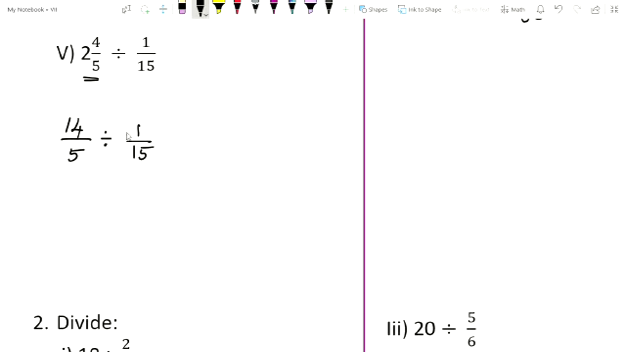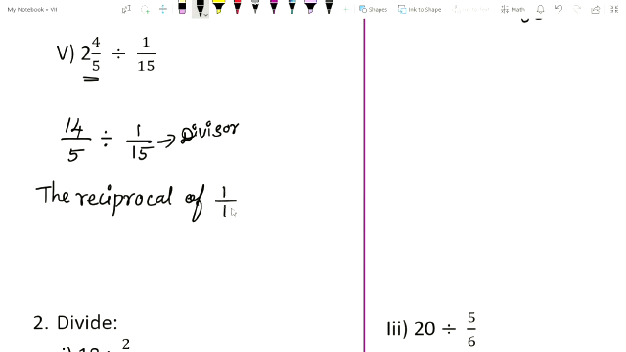Now we are going to divide. Okay. So if you want to divide these numbers, we have to take the reciprocal of the divisor. Here 14 by 5 is the dividend. 1 by 15 is the divisor. This is the divisor. So take the reciprocal. The reciprocal of 1 by 15 is 15 by 1. 15 by 1 means 15 only.